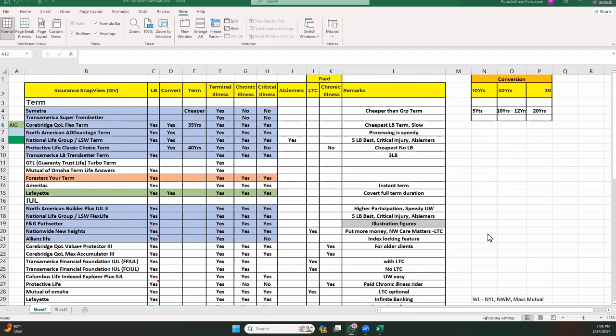So you can see here in our portfolio, we have many companies. What I'm going to do today is go through each one of them at a high level. Then in the end, I will ask questions, or you can ask any questions, and at that time we will answer them. If you see here, first is the term, then we have the IUL. So we'll go through the term alone.